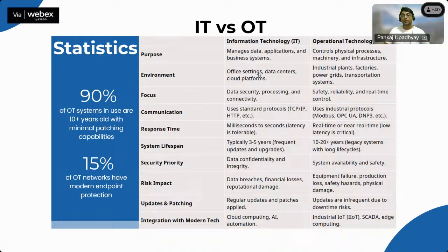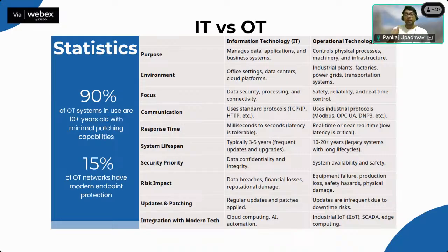Okay. So when we talk about IT and OT, IT is always focused on the data, applications, and business systems. When we talk about OT, it is how we are controlling the physical processes, machinery, and infrastructure. The environment for IT is office settings, data centers, and cloud platforms, but for OT it is industrial plants, factories, power grids, and transportation systems. So these are the environments we focus on.